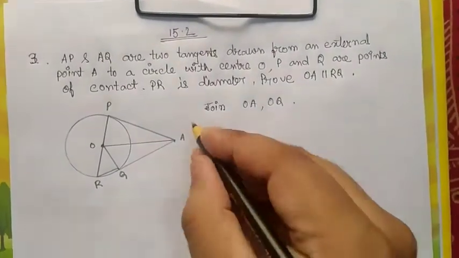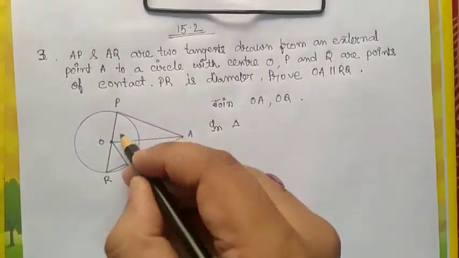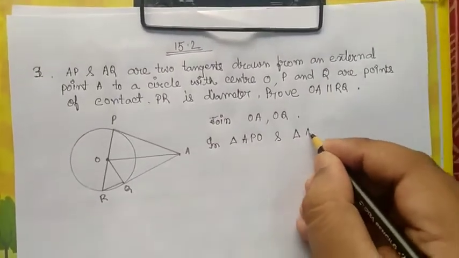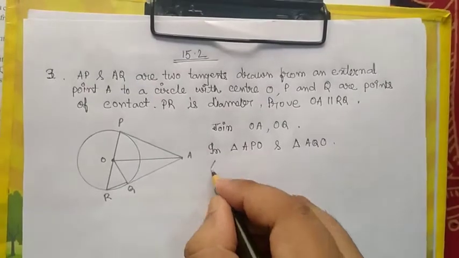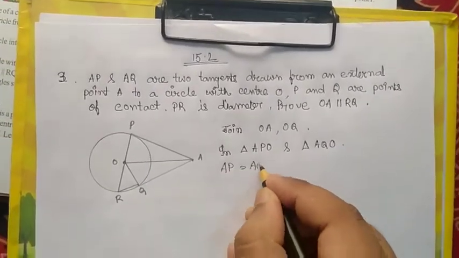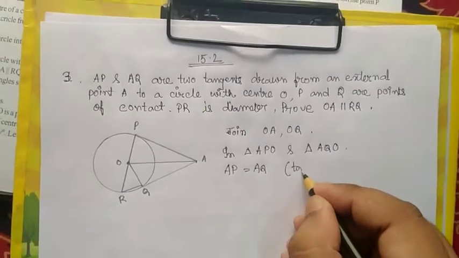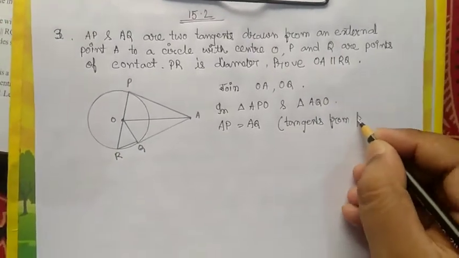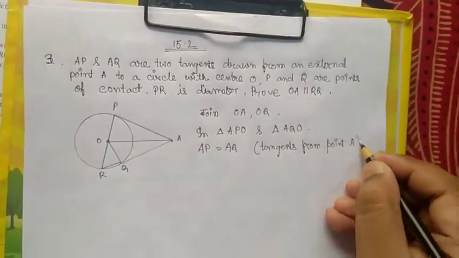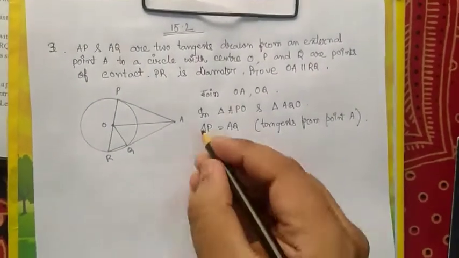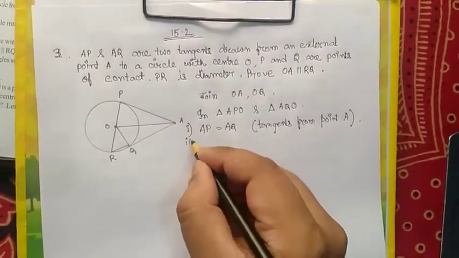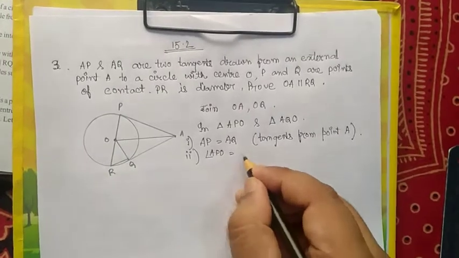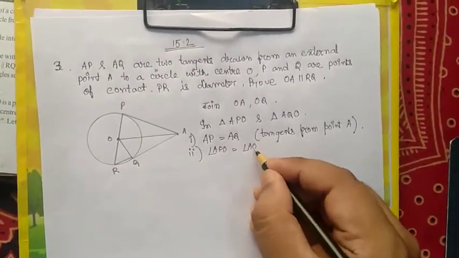Now in triangle APO and triangle AQO, AP equal to AQ, both are tangents from point A, from an external point. If you draw tangents, the lengths of the tangents are always equal. This is one. Second is angle APO equal to angle AQO equal to 90 degree.